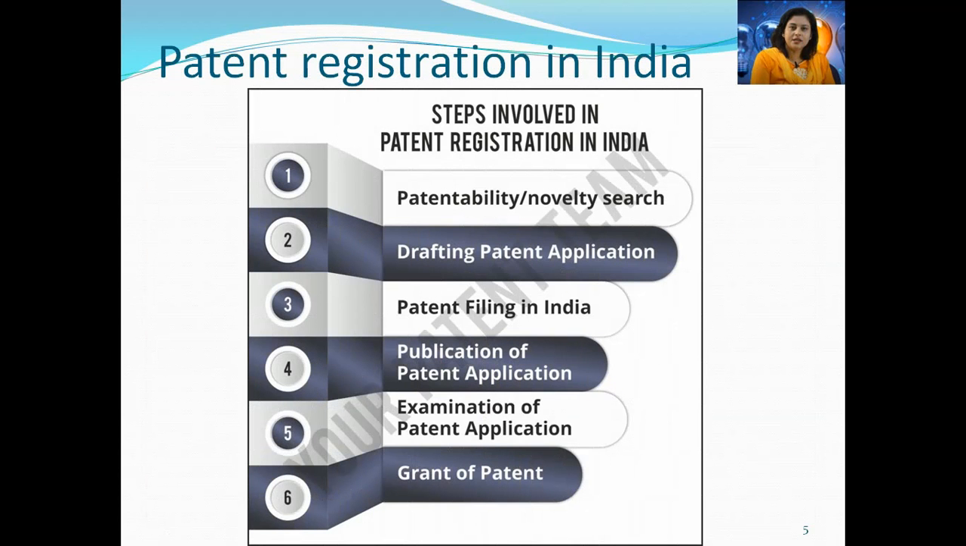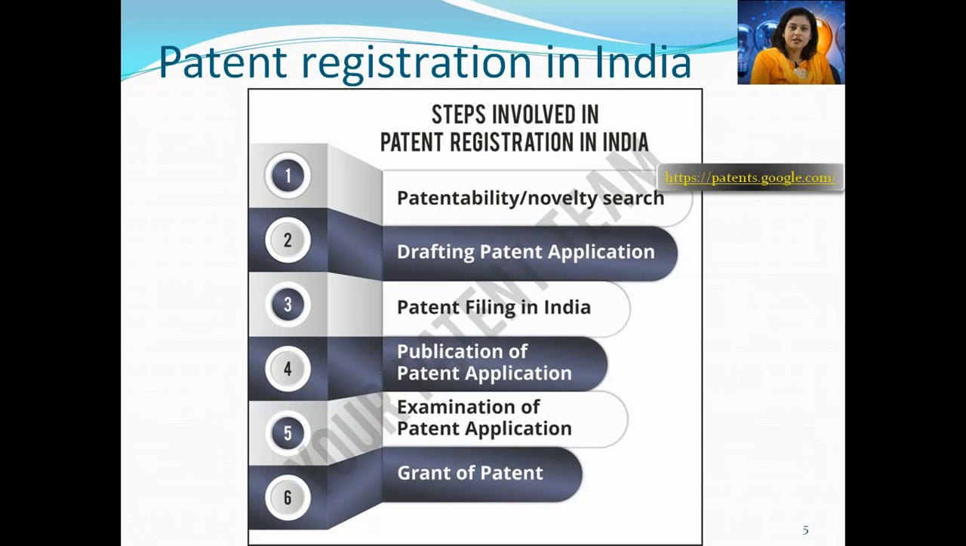Let us now have a look at the patent registration steps in India. There are 6 different steps. The first step is patentability or novelty search. Here, if you go to https://patents.google.com and type the name or title of your invention, you can do a novelty search. This means checking whether the patent that you are applying for is already present or not. That is very important, because if the patent already exists and you still apply for it with that title, then your patent will be rejected.